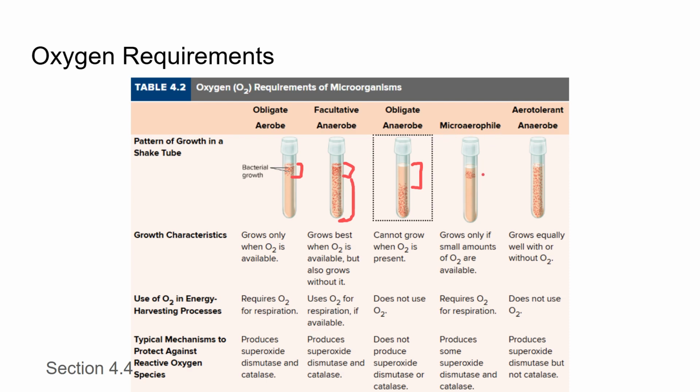And then you also have microaerophiles. These ones grow if there's small amounts of oxygen, so they're like Goldilocks. They don't like too much and they don't like too little. They like it just right. And then you have aerotolerant anaerobes. These ones grow equally well with or without oxygen, and they'll have a distribution throughout the test tube.